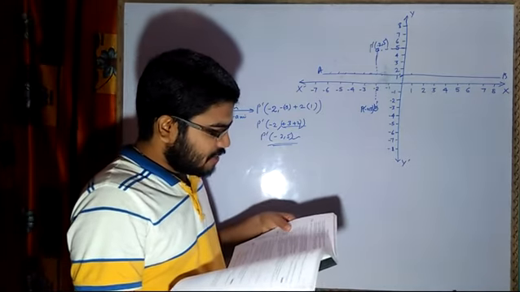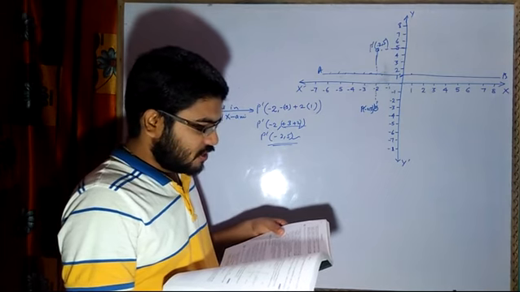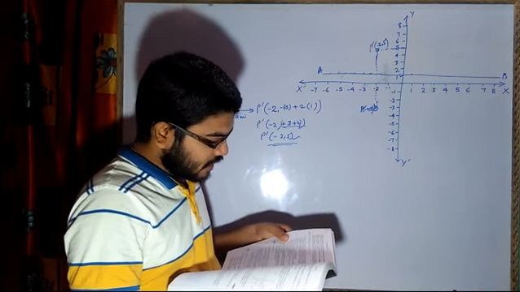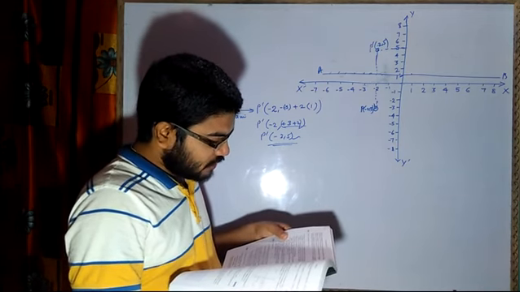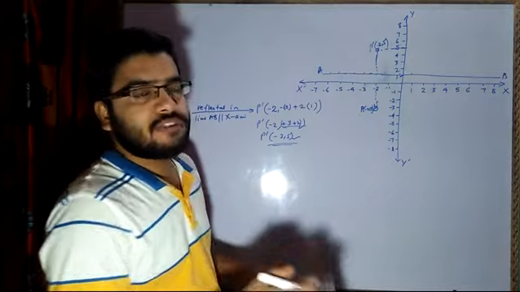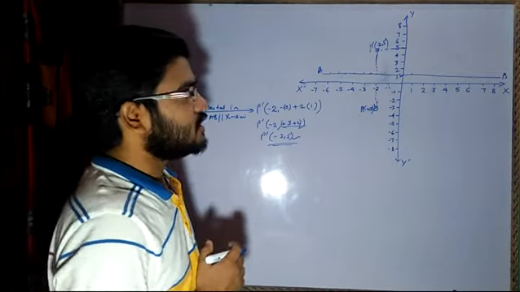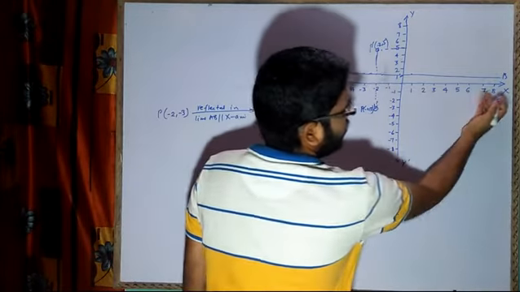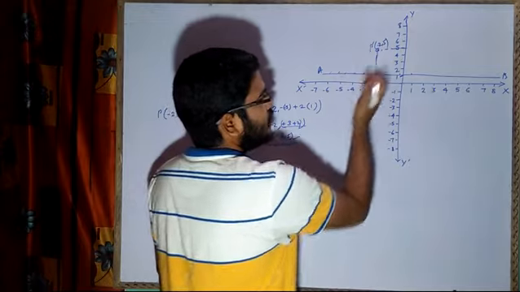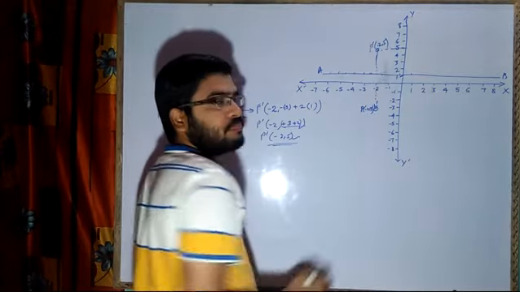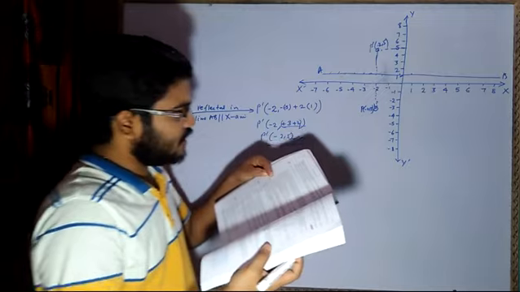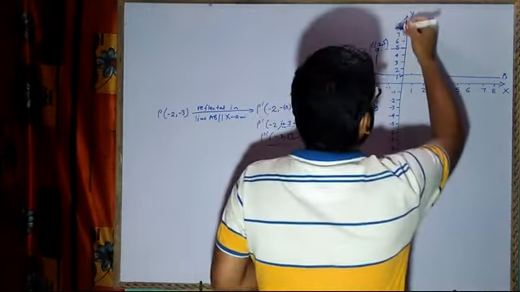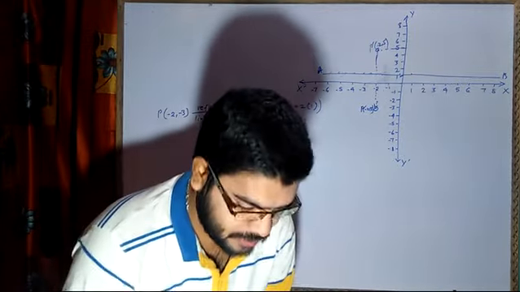Now p double dash is the image of p dash when reflected in the line LM, which is parallel to y axis and is at a distance of 1 unit on the negative side of x axis. So a line which is parallel to y axis and it is on the negative side. So this side we are having negative x, this side we are having positive x. So a line is running parallel to y axis, this side, because they are saying it is on the negative side at a distance of 1 unit. So the line will be like this.